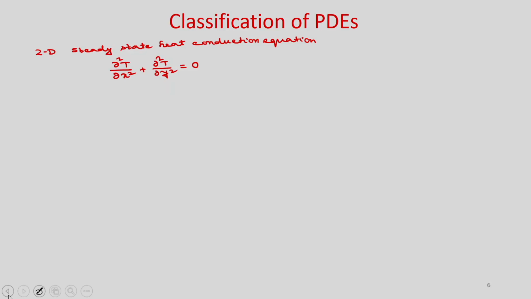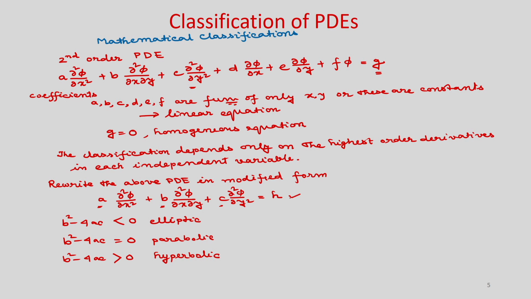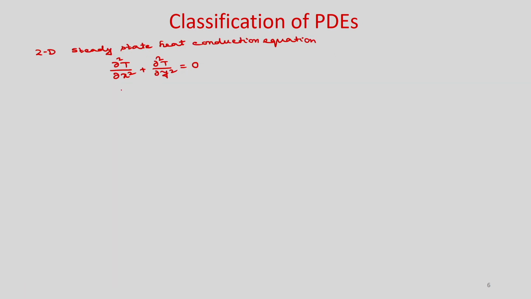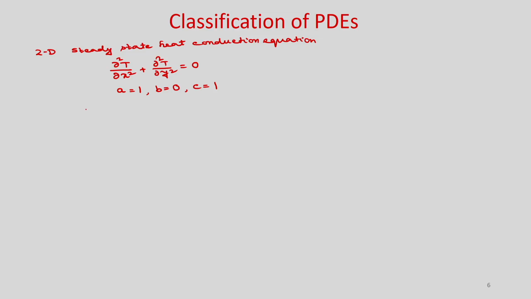So, if you compare this with the equation, whatever we have written, then what can you get? We can write the coefficient A is equal to 1. The mixed derivative has a 0 coefficient, because the mixed derivative does not appear here. So, B should be 0 and C is equal to 1. So, B is equal to 0, A is equal to 1 and C is equal to 1. Now find B square minus 4AC. Okay, what is B square minus 4AC?